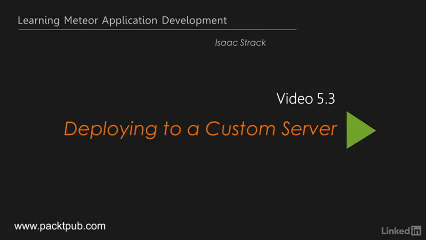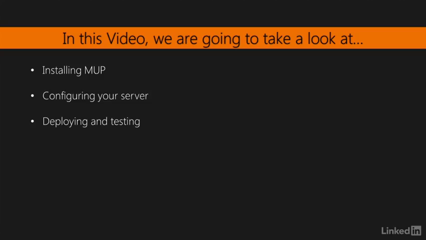Today we will be going over the final video in section 5, deploying your application, deploying to a custom server. We'll be using a package called MeteorUp, or MUP for short, to be able to deploy to our custom server. So we'll show you how to install that. We'll show you what the configuration files look like and how to set this up on your own server.